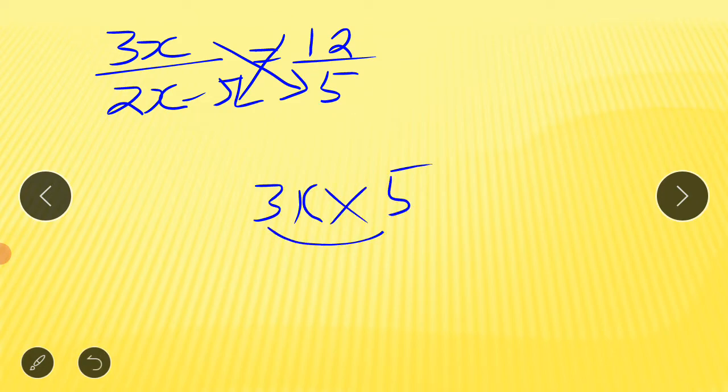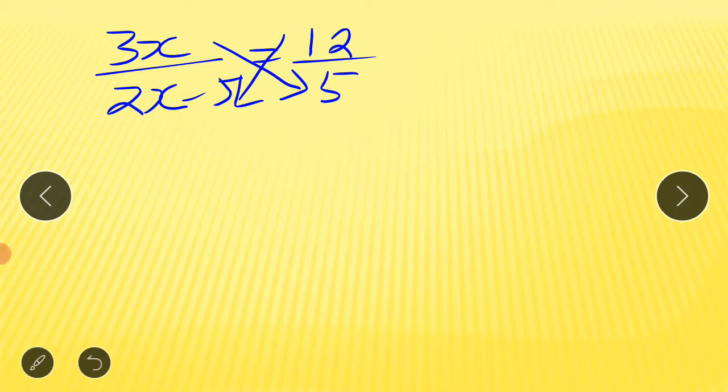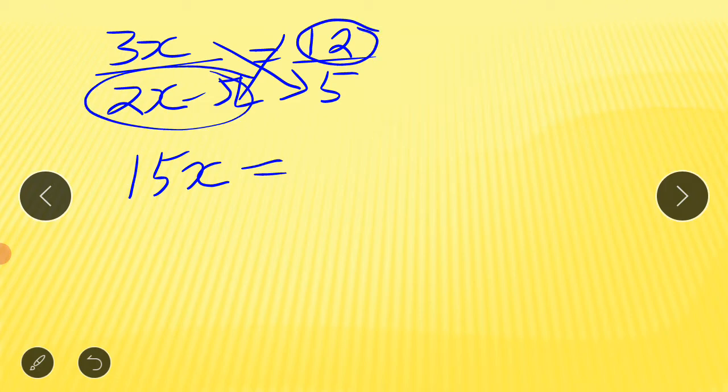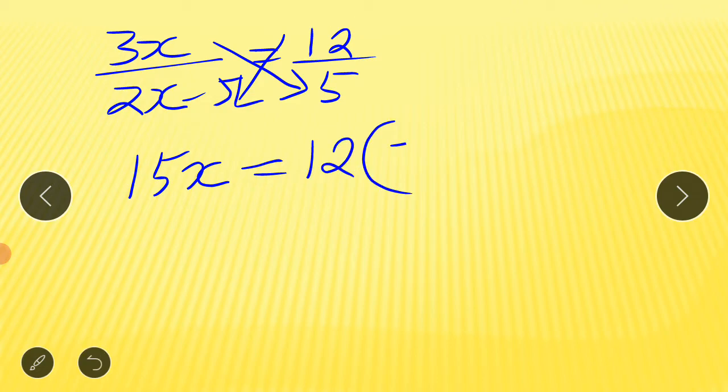3x into 5, 5 3s are 15, 15 into x, 15x. So 15x equal to, then 12 into (2x minus 5). 12 into (2x minus 5). As usual, let's open this bracket.